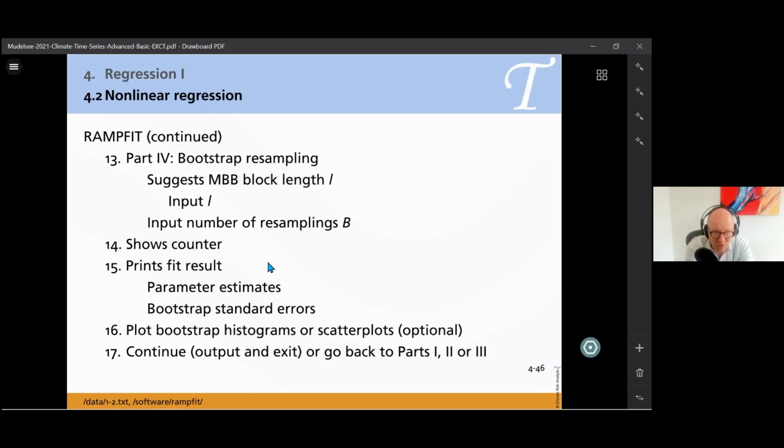Then we saw the contour and we saw the fit result, the parameter estimates, and also the bootstrap standard errors. And I alerted you as well that you can use RampFit also as an advanced tool for doing a linear regression, because, well, I think I will explain that later. It's easier to understand if you watch me when I'm doing it. Okay, and then we continued and wrote the output and exited and had lunch. We could as well have gone back to parts 1, 2, or 3.